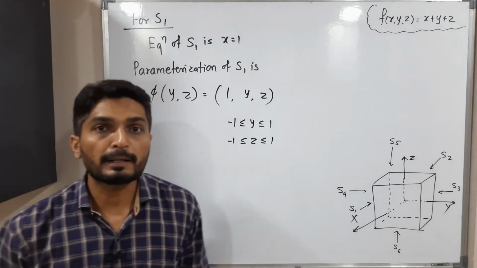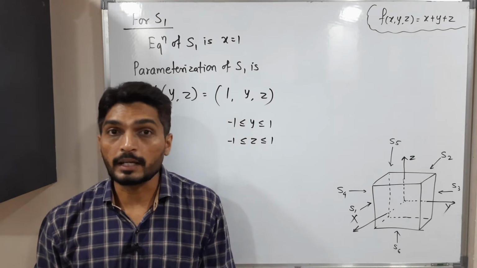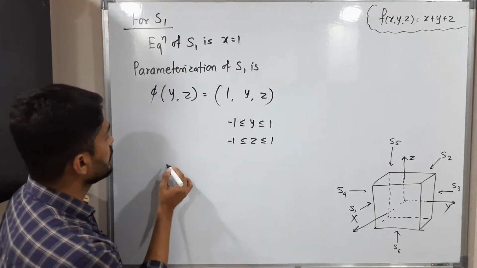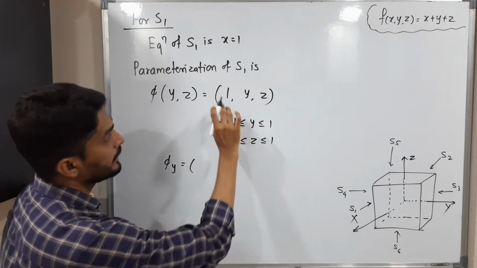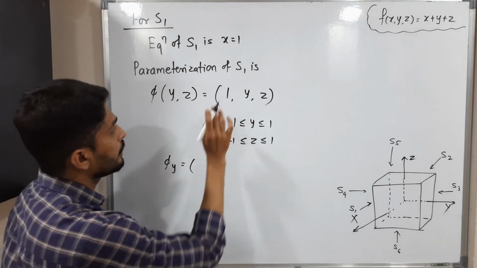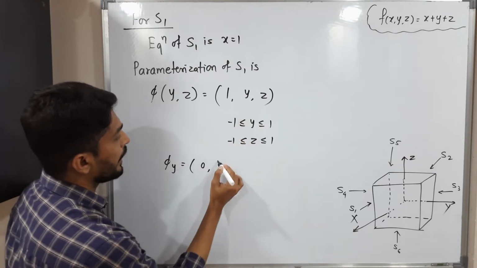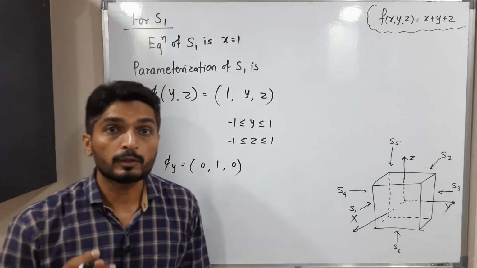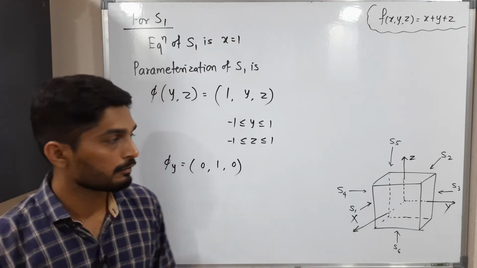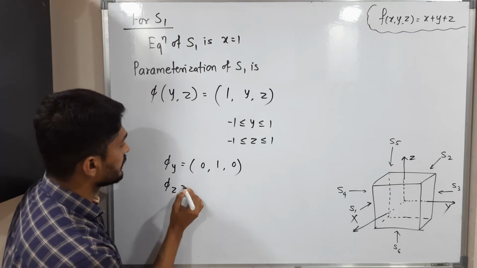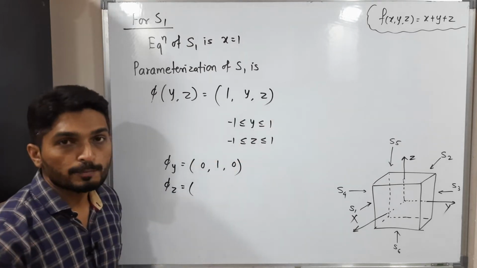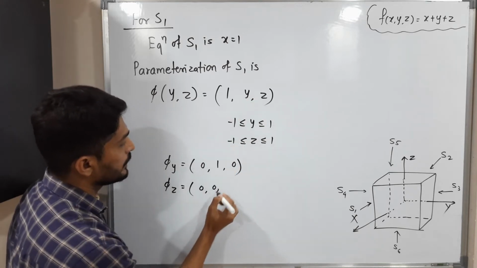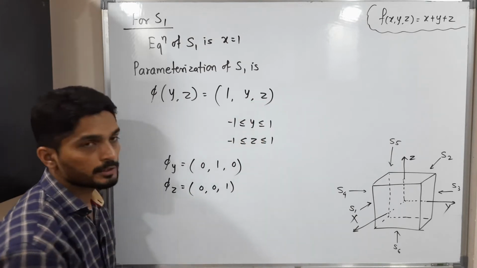After getting the parameterization, the next task is to find derivatives with respect to y and z, since we have 2 variables y, z here. Phi y: I will take the component-wise derivative. Derivative of 1 is 0, of y is 1, and of z is 0, since we are taking the derivative with respect to y, so z is a constant and the derivative will be 0. Phi z: now I am differentiating with respect to z, so the derivatives are 0, 0 and the derivative of z with respect to z is 1.